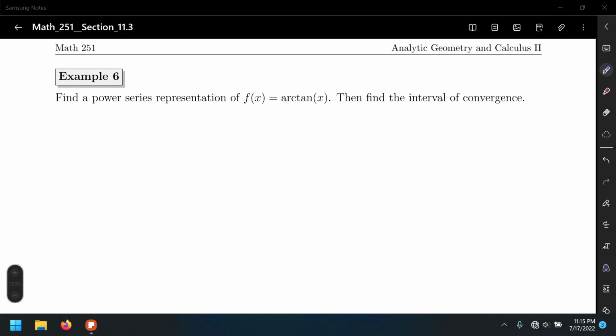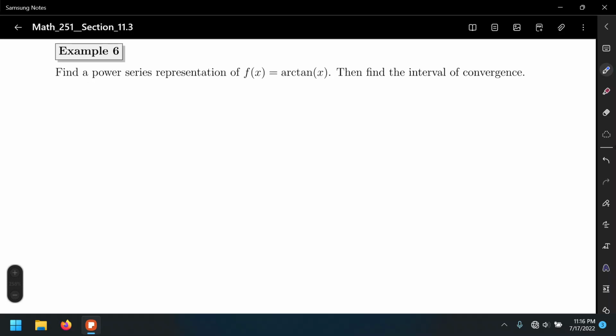Alright, so for example number 6, let's find a power series representation for f of x equals arctan of x, and then find the interval of convergence. This is a good example in which we will start with the power series for the geometric series. Recall that the interval of convergence goes from -1 to 1, exclusive on the endpoints. But things are going to change when we do the operation related to get the power series for arctan x.